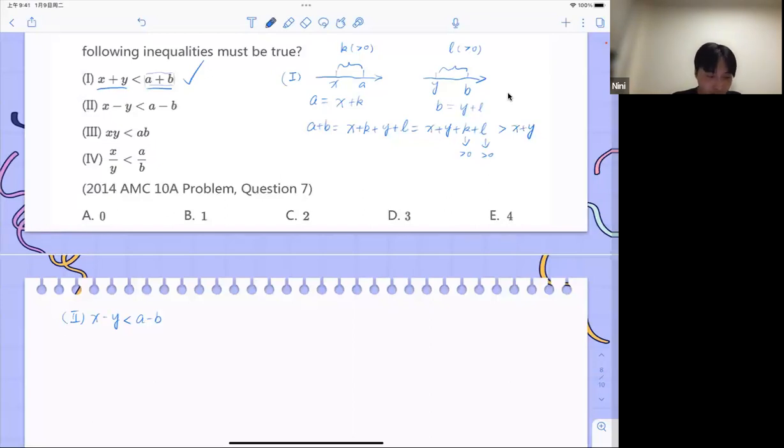So let's try to figure out. If we say X and Y can be equal to each other, right? Because we don't know. So we can, of course, say, yeah, maybe they can be equal to each other. So let's try to set it as this one.